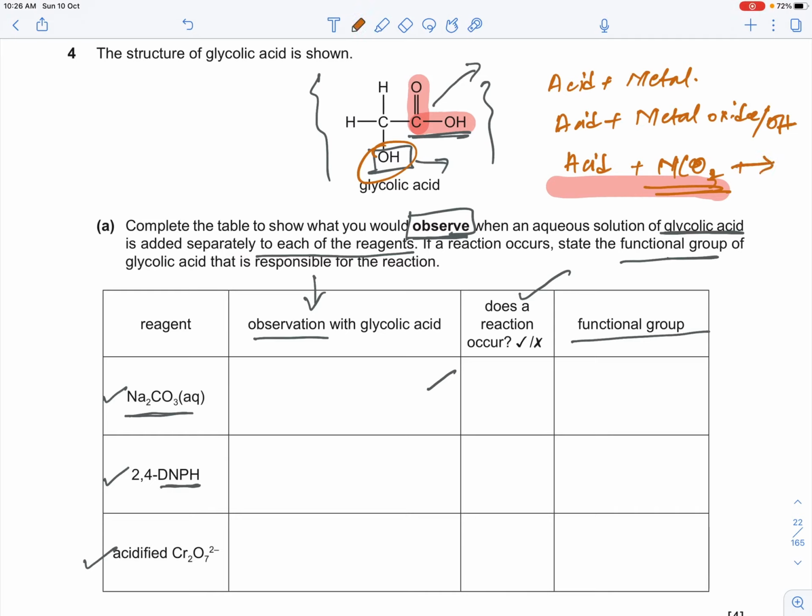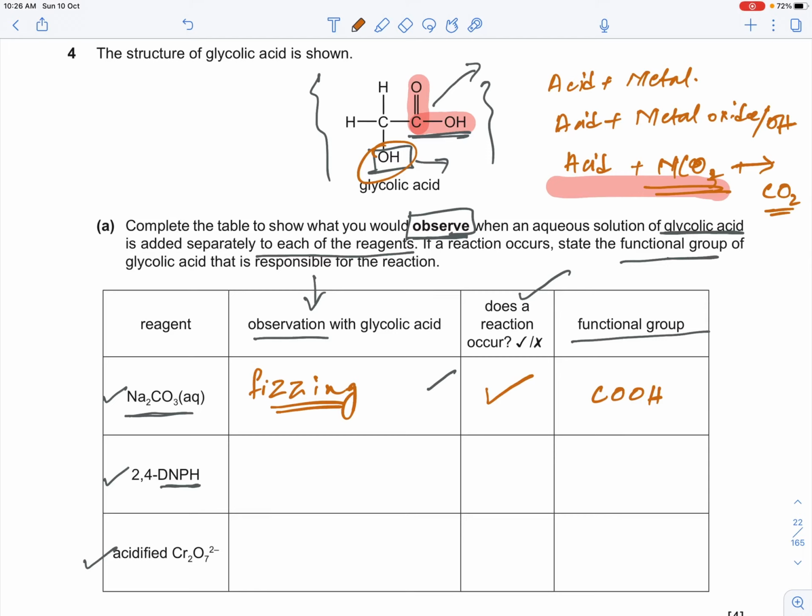So when acids react with metal carbonate, we get salt, water, and carbon dioxide. So if carbon dioxide is produced, what would be the observation? Fizzing, or bubbling, you can say, right? So does a reaction occur? Yes, the reaction would occur. And the functional group which is responsible for this reaction is COOH, or you can write carboxylic acid.